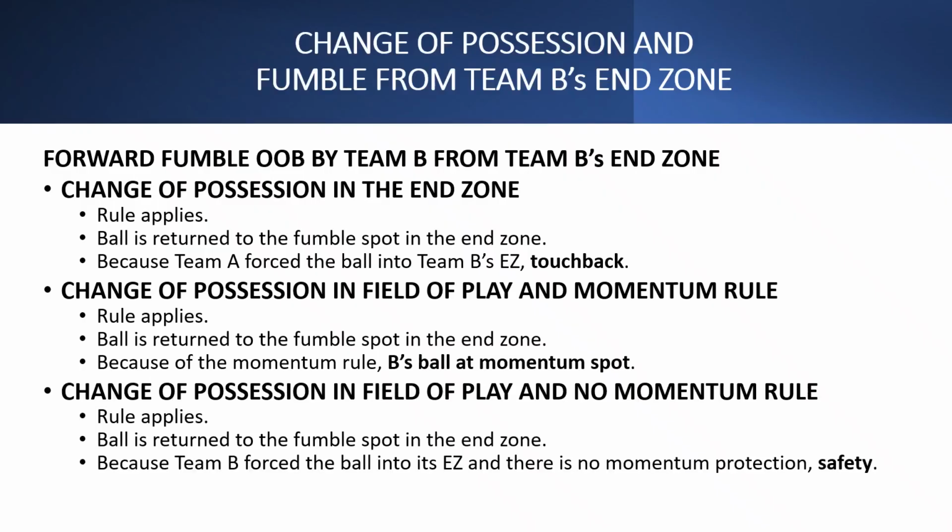If the change of possession is in the field of play and there is no momentum rule that applies, the forward fumble rule still applies, the ball is returned to the fumble spot in the end zone, and because Team B is responsible for forcing the ball into its end zone without the benefit of the momentum rule, the result of the play is a safety.